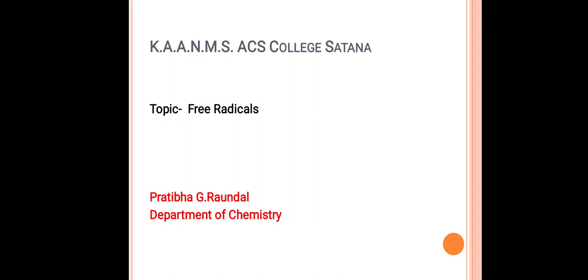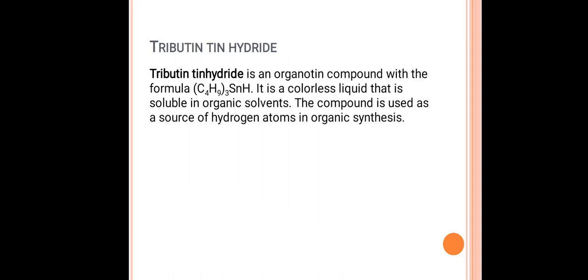Today I am going to discuss the introduction of free radicals. There are different reagents which are used in the formation of free radicals. The most important reagent is tributyltin hydride. Tributyltin hydride is an organotin compound with the formula (C4H9)3SnH. It is a colorless liquid that is soluble in organic solvents. The compound is used as a source of hydrogen atoms in organic synthesis.